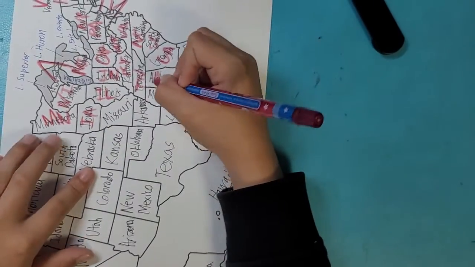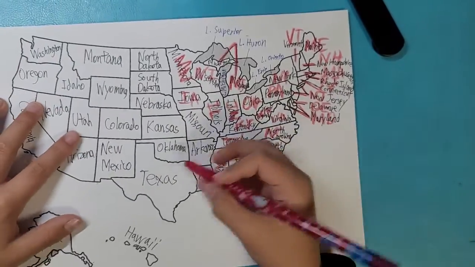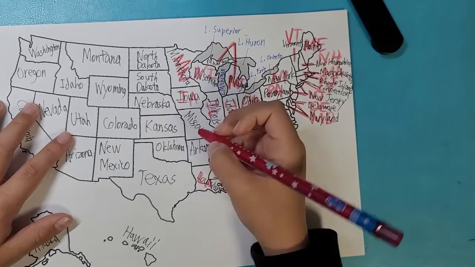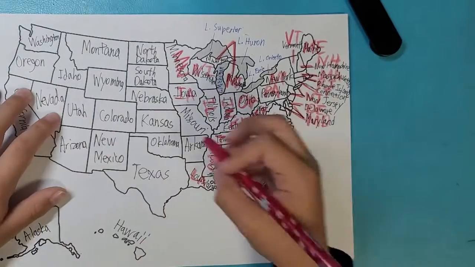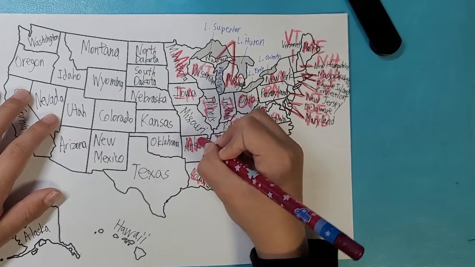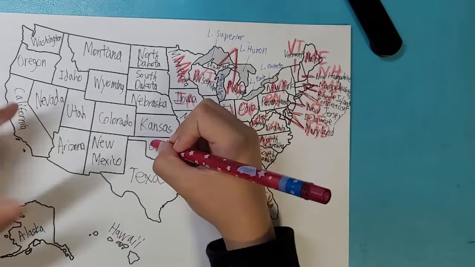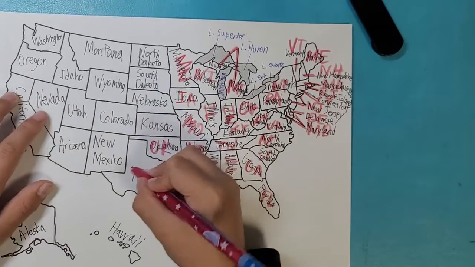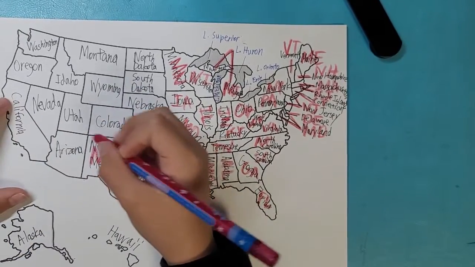Alabama's AL. Mississippi's MS. Louisiana's LA. Arkansas's AR. Missouri's MO. And then Oklahoma's OK. Texas is TX. New Mexico's NM. And Arizona's AZ.